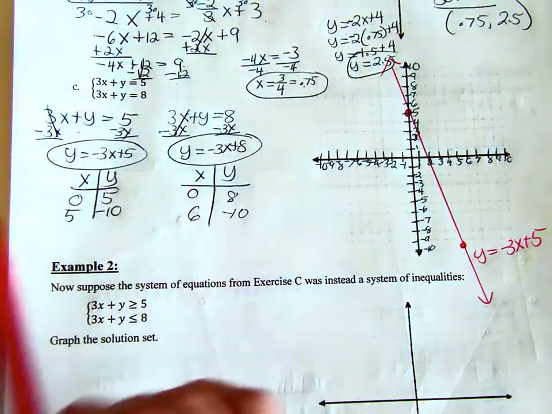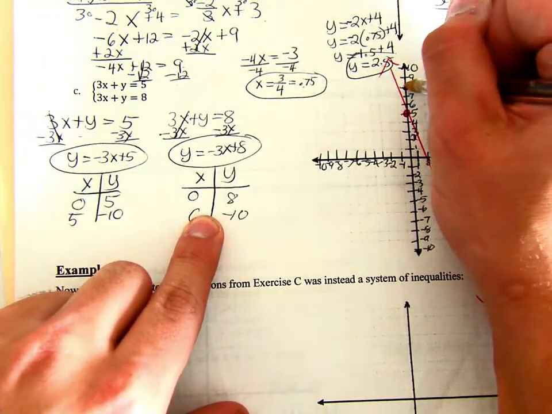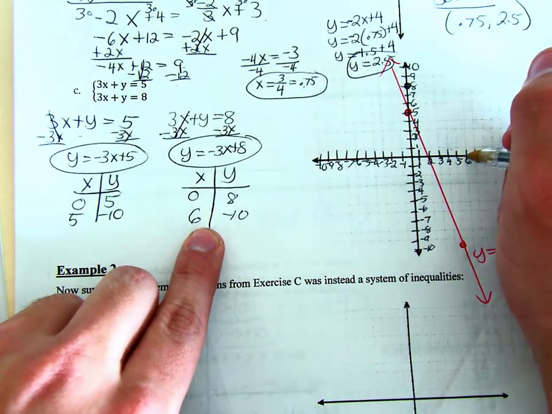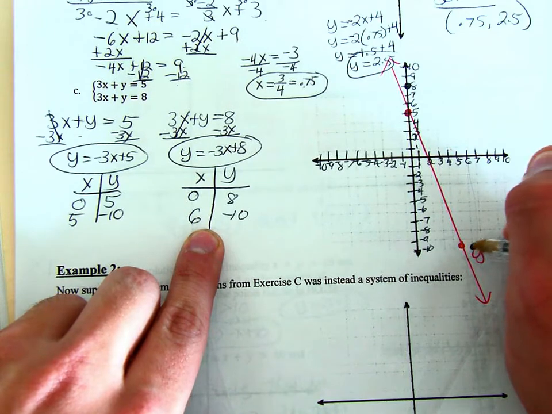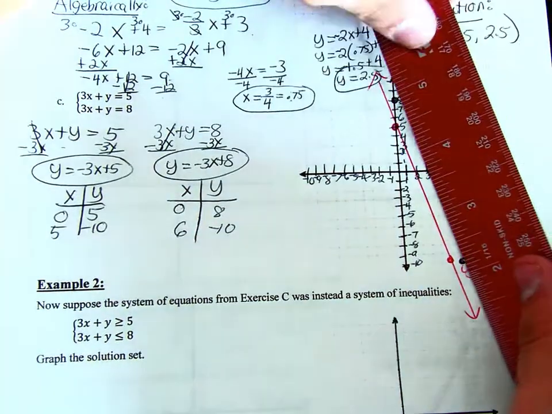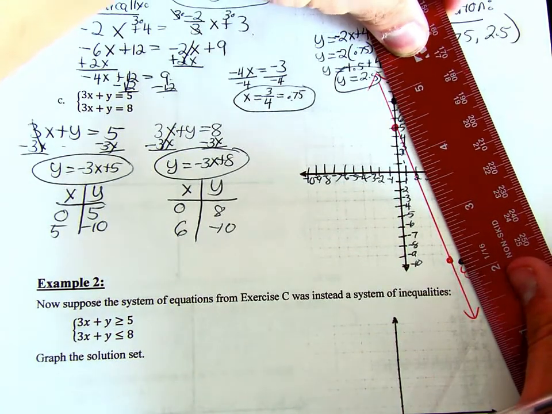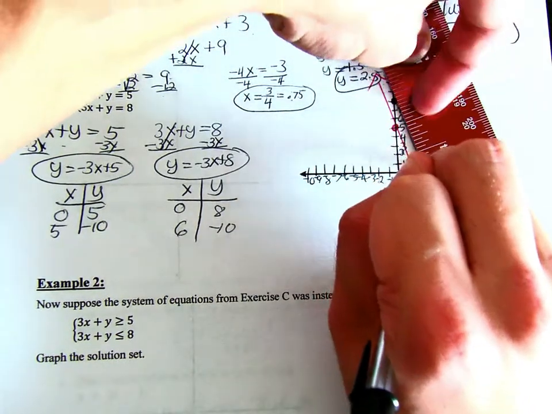And then I'm going to do my other points. So I have 0, 8. So I go 0 up to 8. And then I have 6, negative 10. So what I'm going to do is I'm going to use my ruler, and I'm going to draw my line.